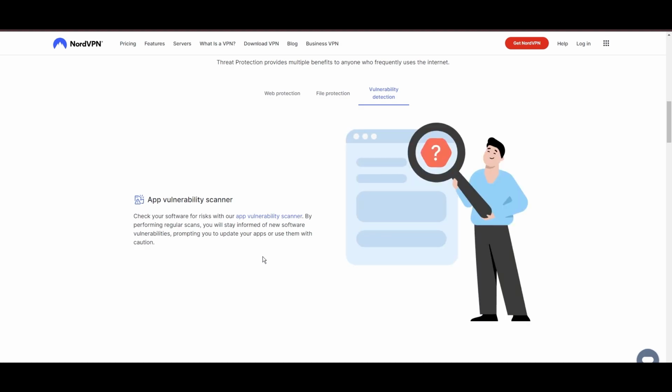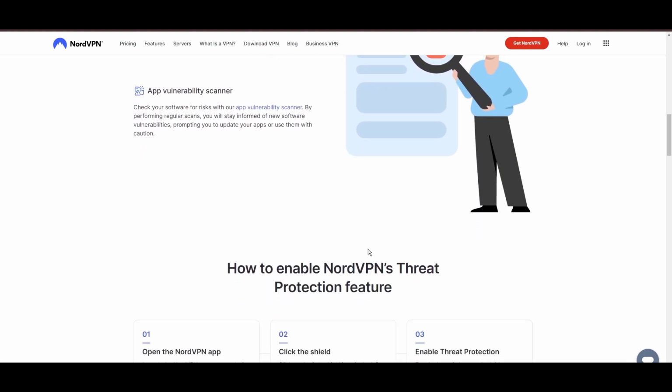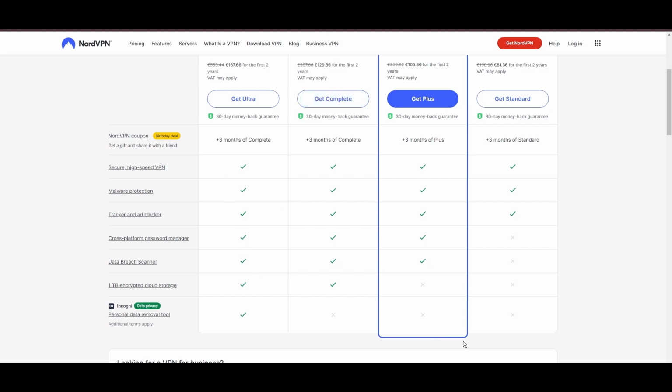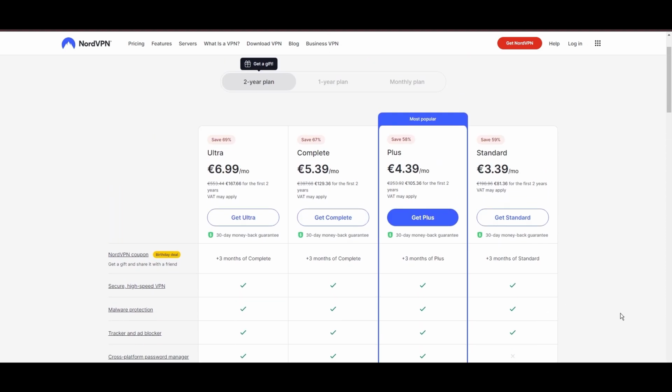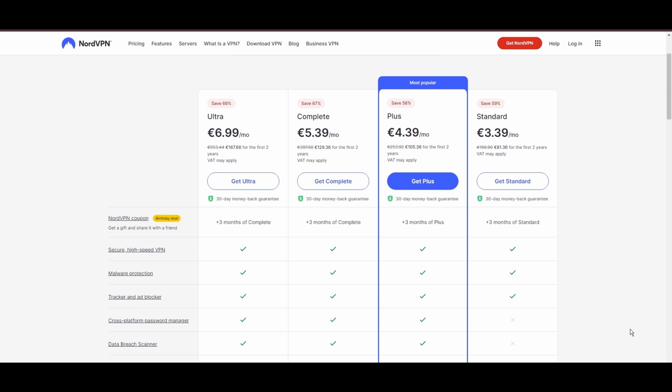Despite being a premium service, NordVPN is affordable, with plans beginning at $3.39 per month. And for those looking for extra savings or bonus free months, use our links in the description.